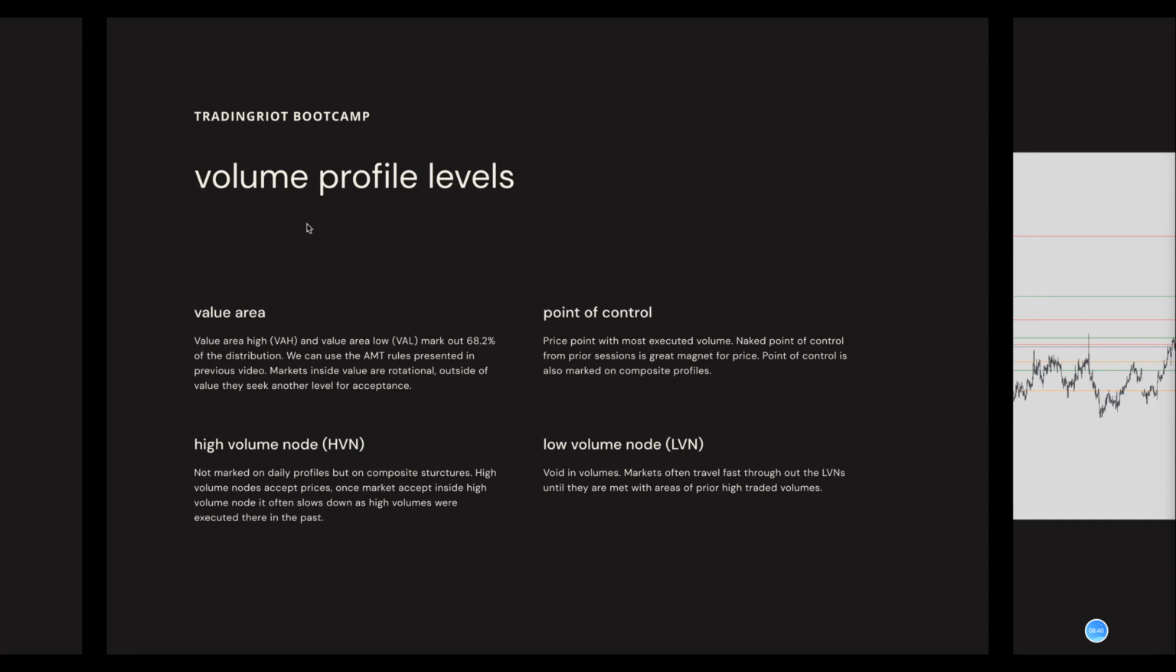High volume node is not marked on day-to-day profiles but on composite structures. It is the high volume nodes where the market accepts prices. Once the market accepts inside a high volume node, it often slows down, as high volumes were executed there in the past. The low volume node is the void in volumes. The market often travels fast through the LVNs until it is met with areas of prior high traded volumes.